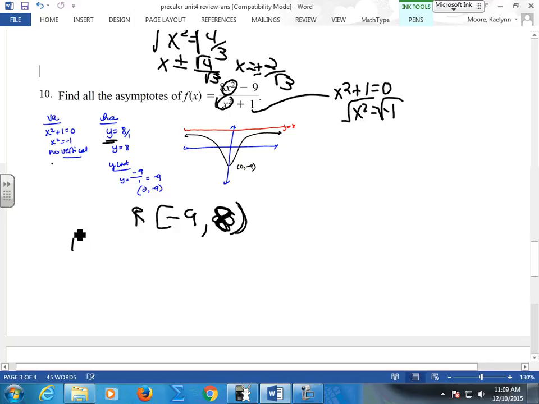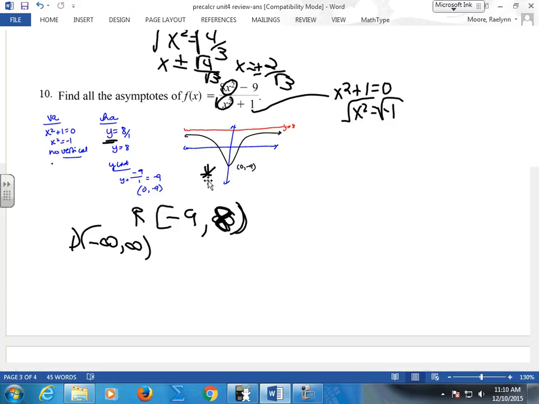What's your domain on this guy? Good. All real numbers. So to do our range, we would have to find that y-intercept, right? So there's a number of things I can ask you for these tomorrow.